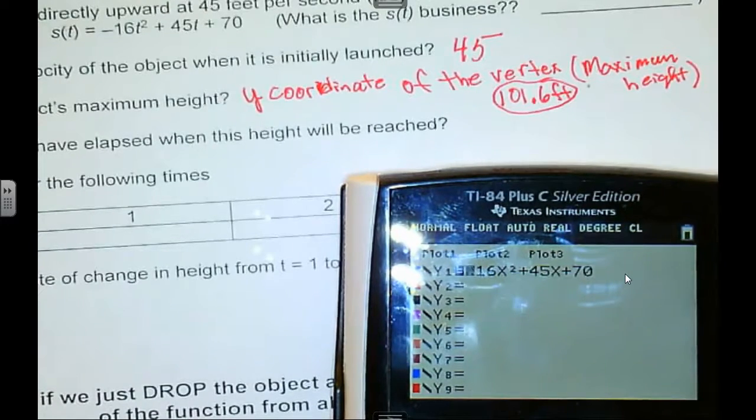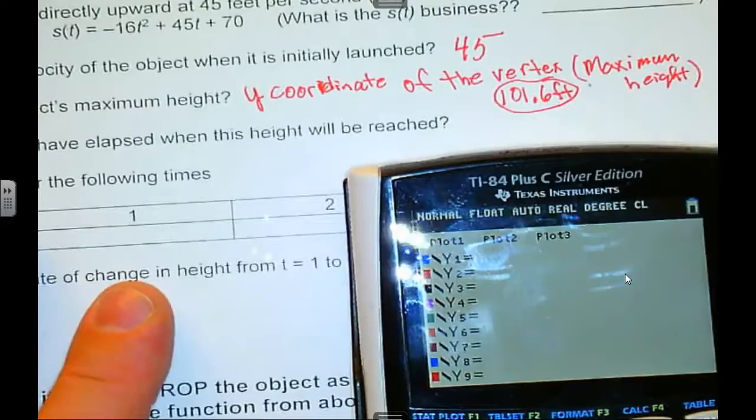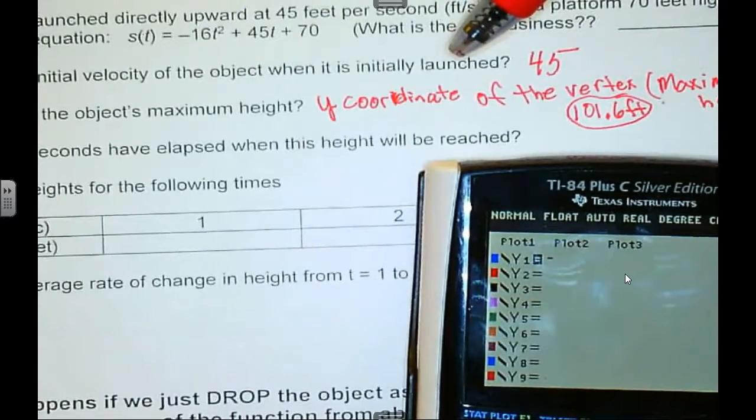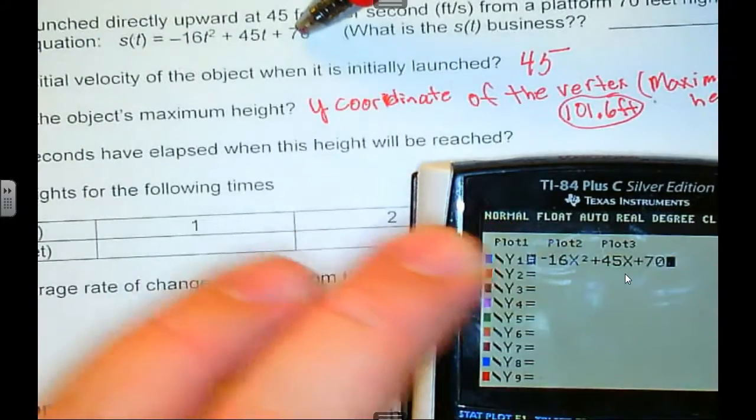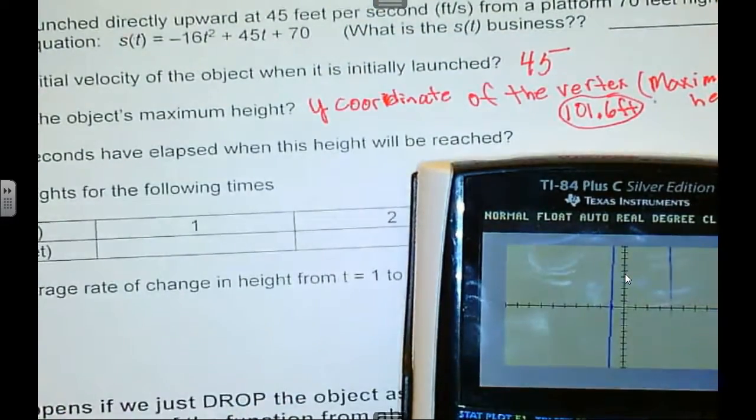All right, let's do this all over again. Okay, go to your y equals. Put in your equation, negative 16, make sure you use the negative button, 16x squared plus your initial velocity, 45x, plus 70. Okay, so when you go to graph this, you should get a picture like that, right?